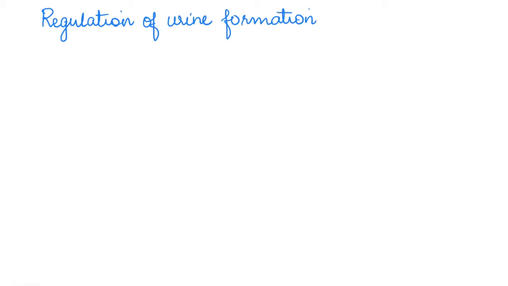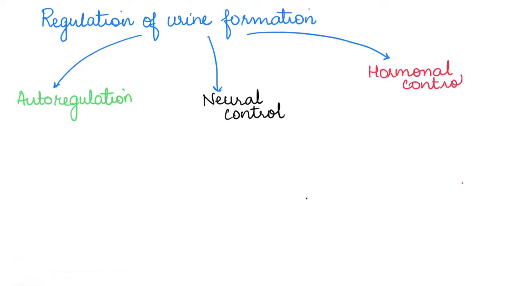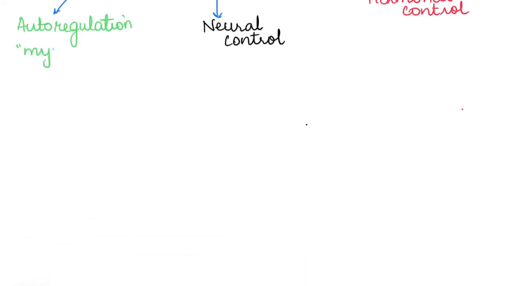In this video, I'm going to talk about the regulation of urine formation. The functioning of the kidney is monitored and regulated by different mechanisms, and this is what we call the regulation of urine formation. There are three different mechanisms by which it is regulated. Autoregulation is one of the methods. The other is the neural control, that is the nervous control, and the hormonal control. So there are three ways by which the functioning of the kidney, that is the urine formation, is regulated.